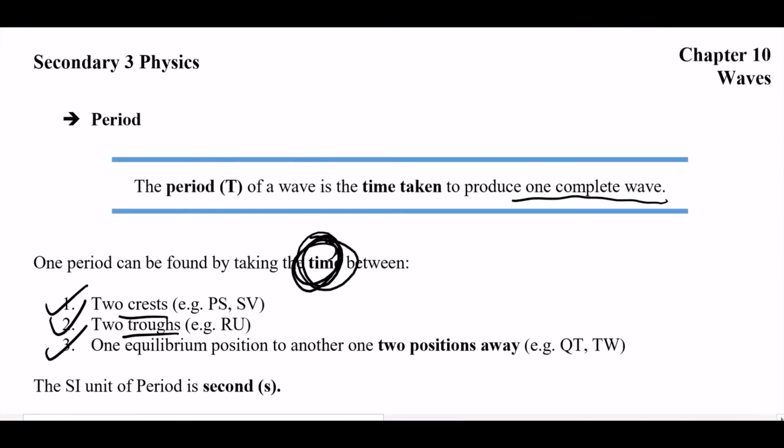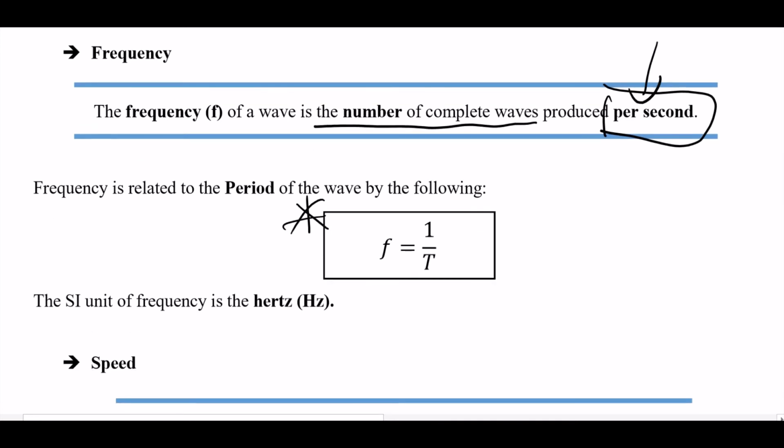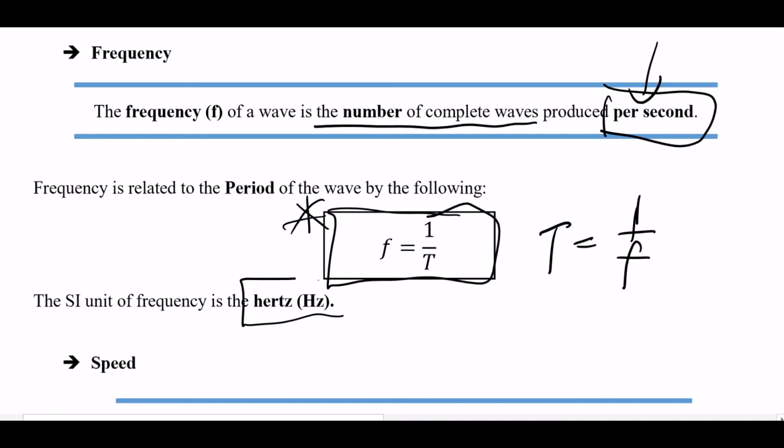Period is the time taken to finish one wave, to complete one wave, while frequency is the number of full waves every 1 second. So if you look at the definition alone, you can tell that their relationship is an inverse relationship. F equals 1 over T, or T equals 1 over F. Inverted, okay? And frequency has a very special unit, hertz.